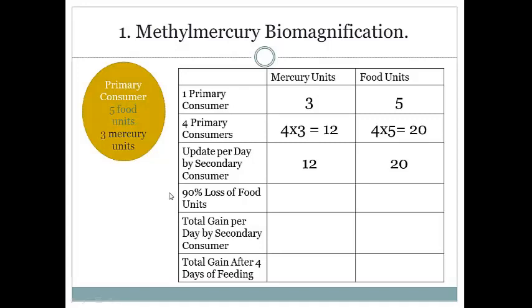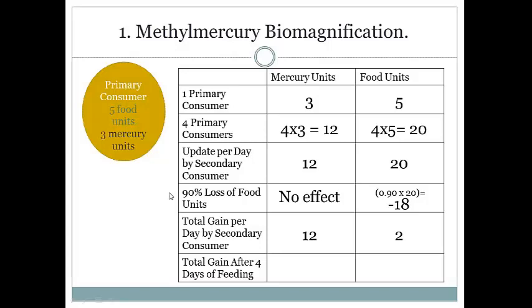So, again, we lose 90% of our food unit energy. This has no effect on the mercury units because those aren't digested or used for energy. Instead, they are deposited into the tissues. So if we lose 90% of 20, we end up with a loss of 18 food units. So each day, after losing the food units as heat, the secondary consumer has taken up 12 mercury units and only 2 food units.